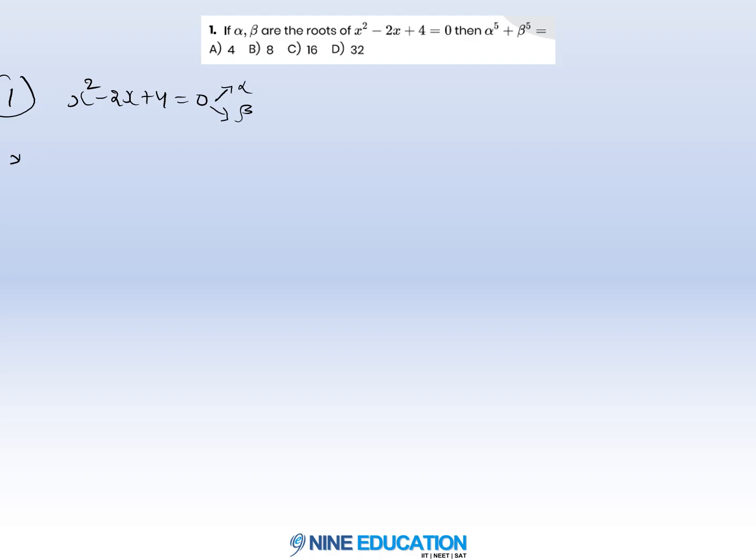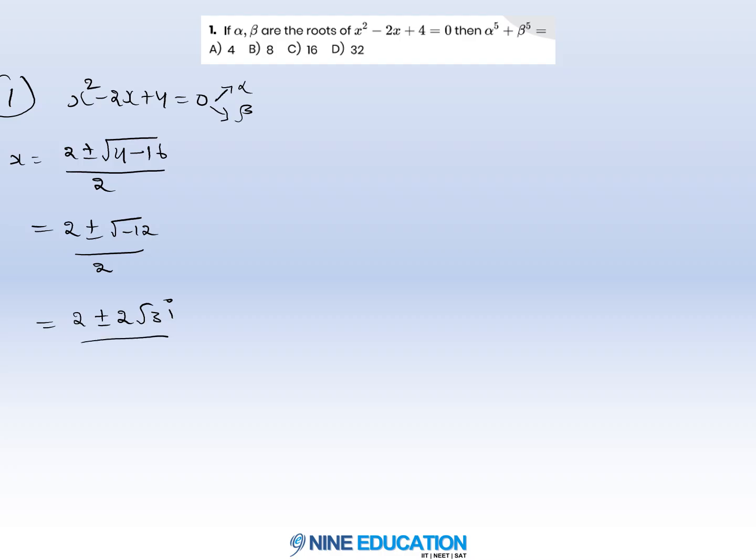So let's apply the formula for this. Minus b is 2, minus of minus 2. 2 plus or minus root over b square minus 4 into 4, 16, divided by 2 into 1, 2. So 2 plus or minus root over minus 12 divided by 2. Minus 12 can be written as 4 into minus 3. So 2 root minus 3 can be written as root 3 i, divided by 2. Take 2 common. You get 1 plus or minus root 3 i by 2.